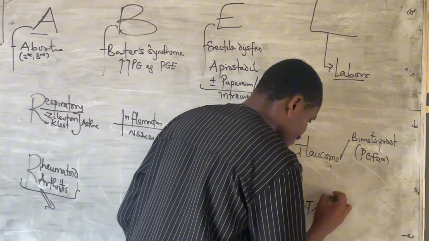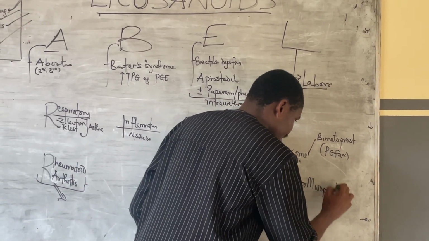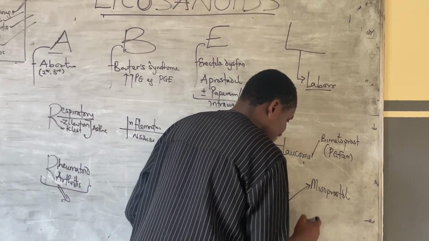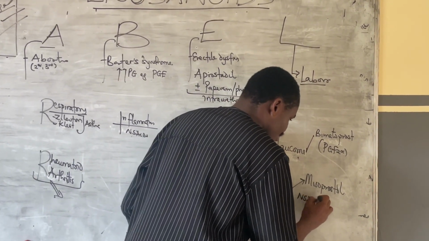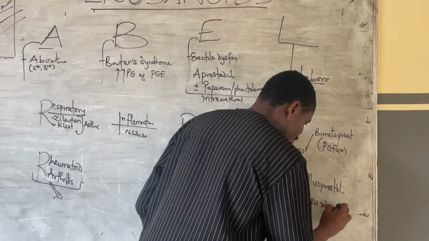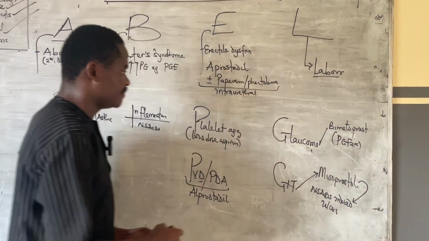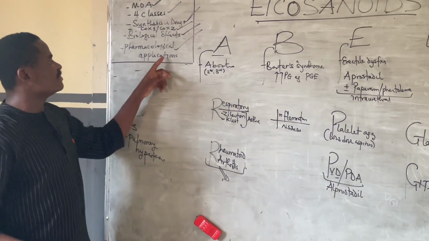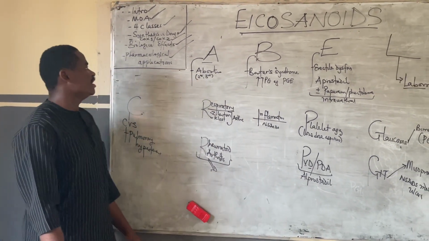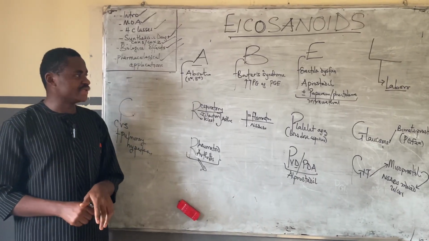And then GIT, we have the drug misoprostol. Misoprostol has been used to treat ulcers which were NSAID-induced ulcers. NSAID-induced ulcers. Please remember that. All right. So this has been an overview of the different pharmacological actions of eicosanoids. So you can go through this over and over again and make the most out of it.